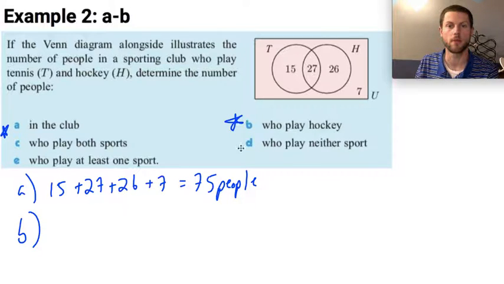And then B, let's talk about all the people who play hockey. Well, that's going to be everybody enclosed in this circle here. And some of these people play tennis as well, but I'm really only concerned with just the number that play hockey. So every person in this circle plays hockey. So that's going to be 27 plus 26. So that means that 53 people play hockey.